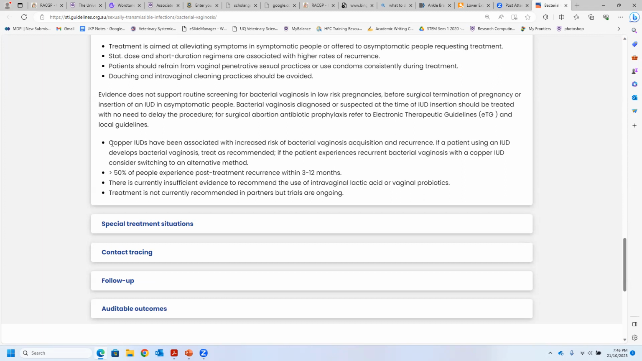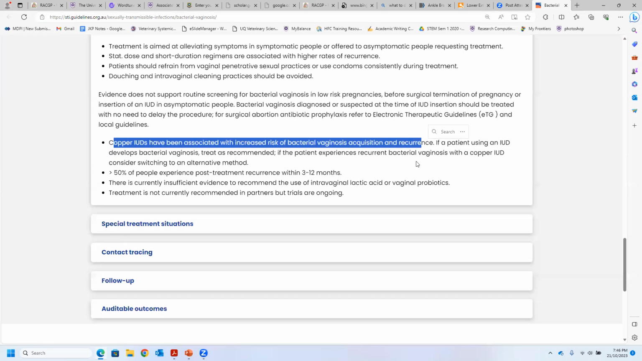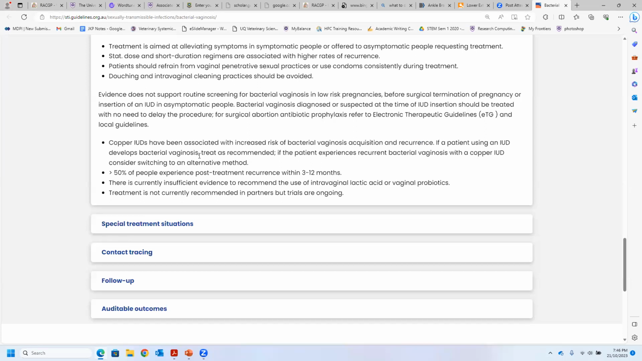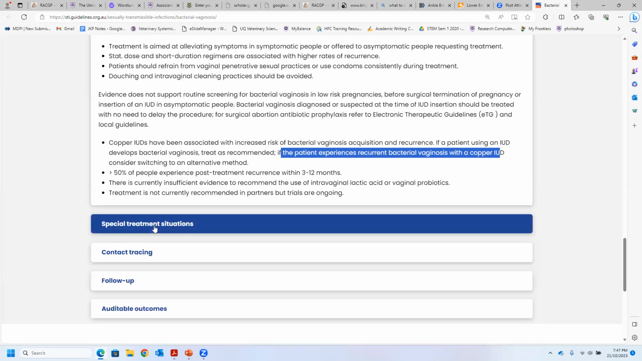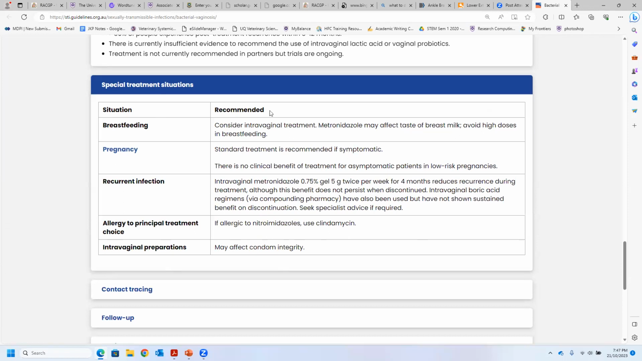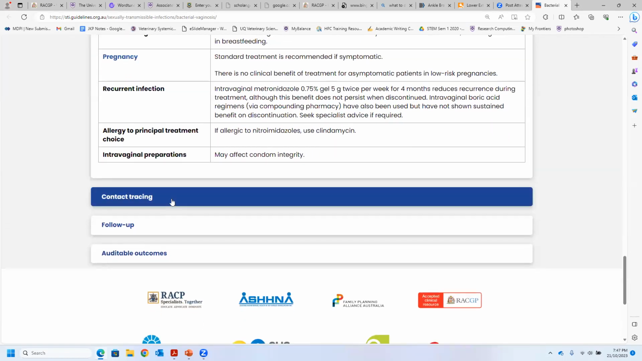Copper IUDs have increased risk of bacterial vaginosis. So if a person using an IUD develops it, you treat as recommended. And if the patient is having recurrence, then you need to remove it and use an alternative method. This is very important, okay? So first episode, you don't need to remove the IUD, but if recurrent, which means the patient is having at least 3 or more episodes within 12 months, then you need to treat it and remove the IUD after the treatment as well. So special situations, they have already given.